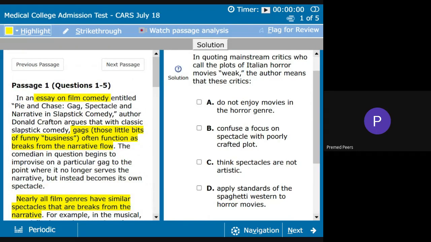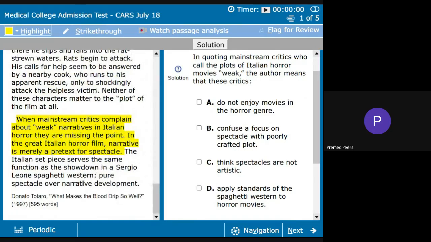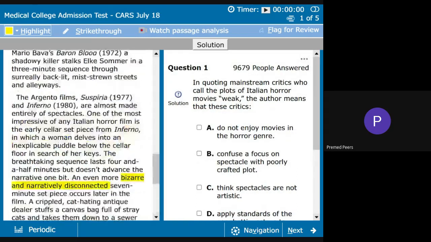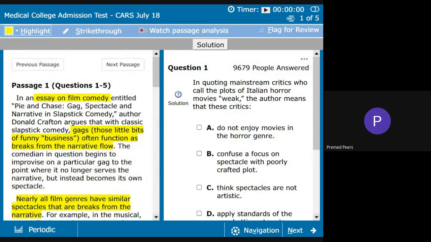So, great job. For this question, as far as the other answer choices, you can rule out A because what the critics' other opinions are is not really talked about, and it's also a very general thing to say. So that's pretty safely eliminated. C, that they think spectacles are not artistic. Again, the critics' viewpoints towards this were not really talked about. And then D, applying the standards of the spaghetti western to horror movies. It is mentioned, but this answer choice is taking it too far, saying they're applying those standards. Instead, this comparison was just to support the point mentioned above. So yeah, great. Any questions or other thoughts about this question before we move on?